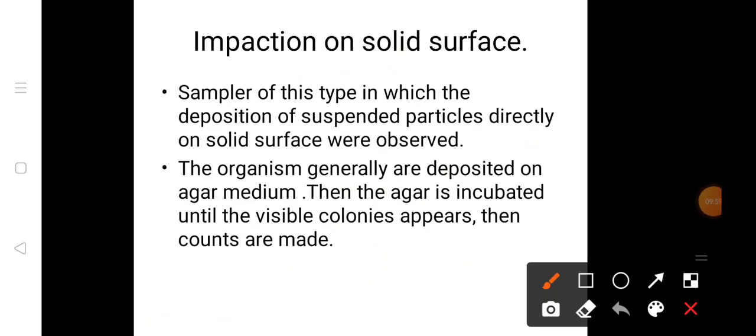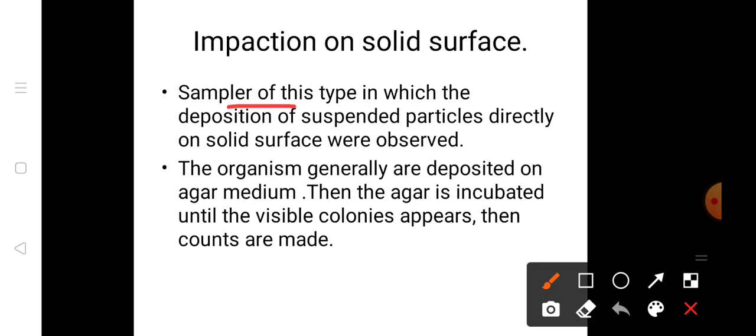Now the second method is impaction on solid surfaces. The first method was impingement in liquid, where the air coming is impinged onto the liquid surfaces. Now the second method is impaction on solid surfaces. Whatever air is coming will impact onto solid surfaces, not onto liquid surfaces.